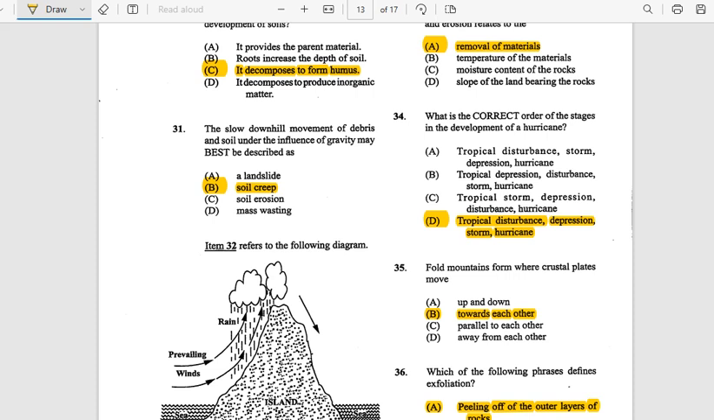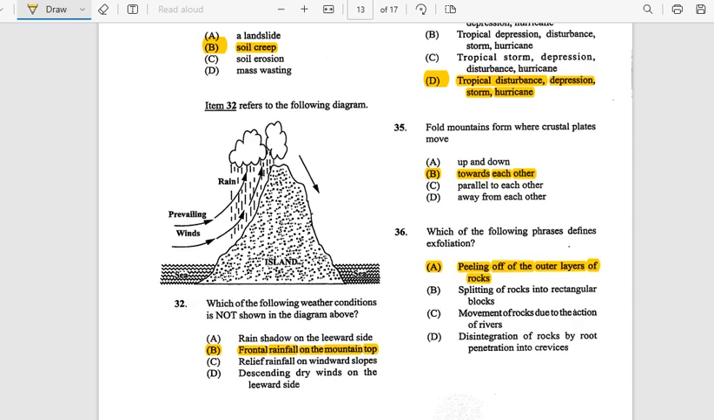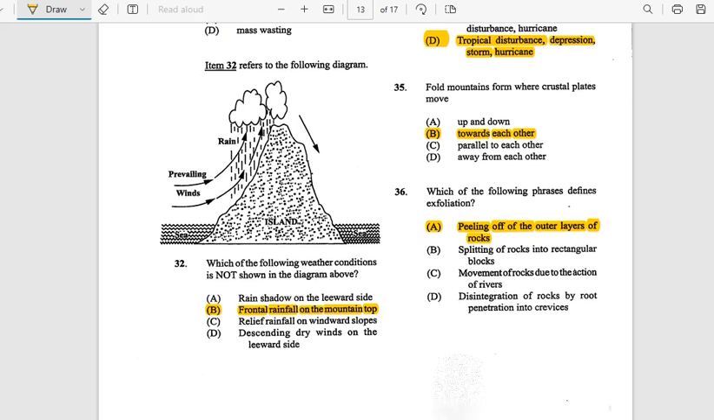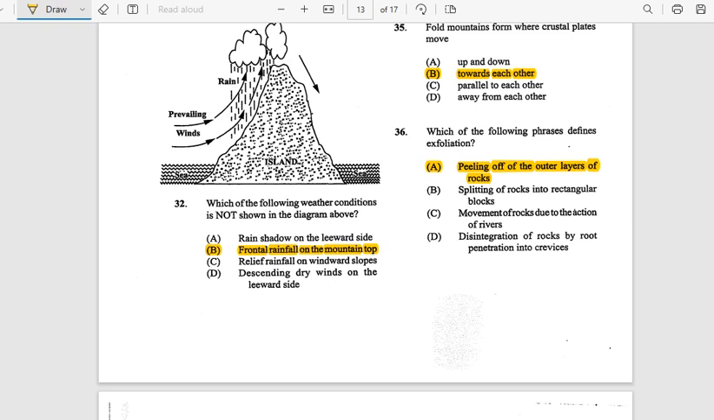What is the correct order of the stages in the development of a hurricane? It's tropical disturbance, depression, storm, hurricane. Alright, guys. Number 35. Fold mountains form where crustal plates move towards each other. Alright. Number 36. Which of the following phrases defines exfoliation?